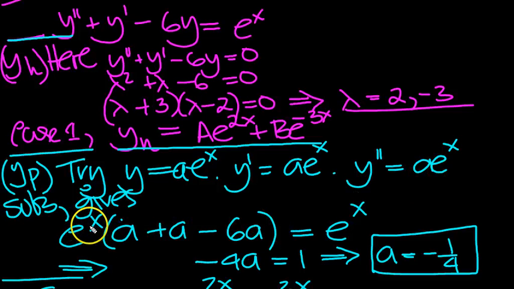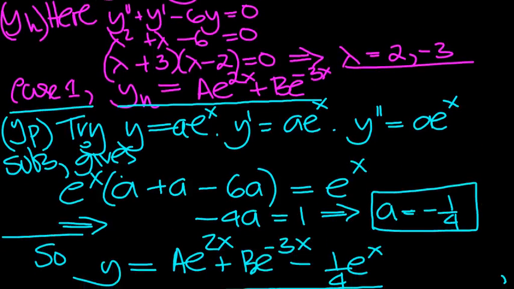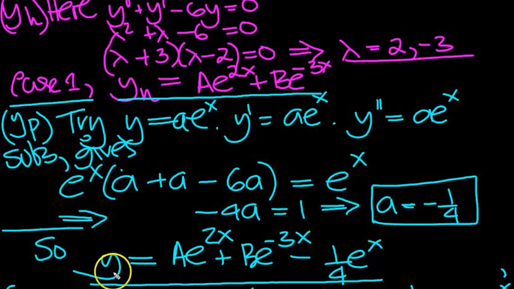Notice I pulled the e to the x out because it was going to run all the way through here and here. And then it's easy to divide by e to the x both sides and read off that minus 4a is 1. So a must be minus a quarter then. And then we can finally write the solution, because the final solution, general solution, is y is equal to YH, which is this part here, plus the YP part of the problem, which is here, minus a quarter e to the x. So YH was that, and YP was this thing here. And put them together, that's a general solution.